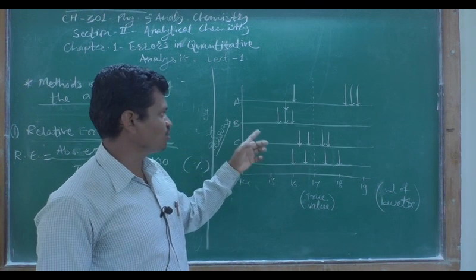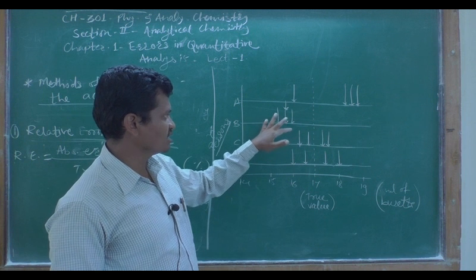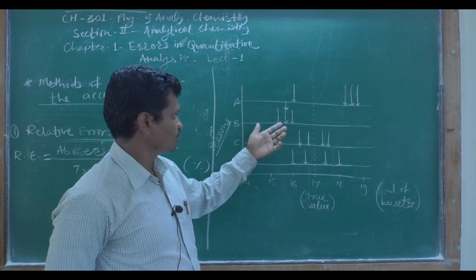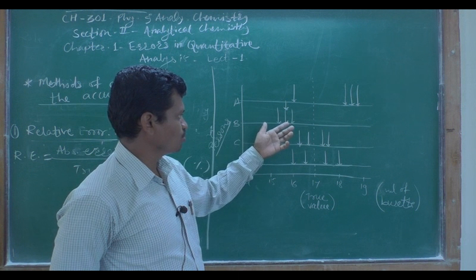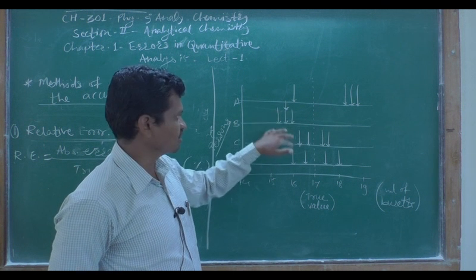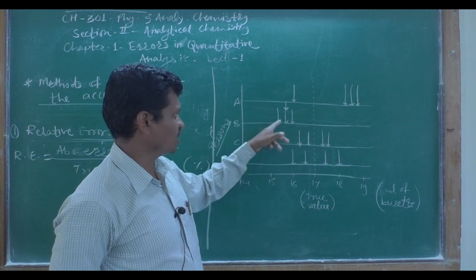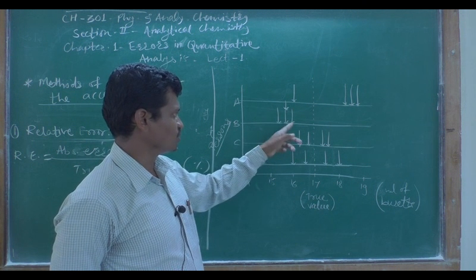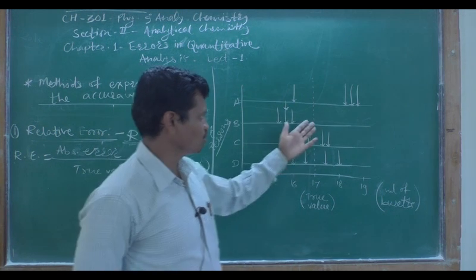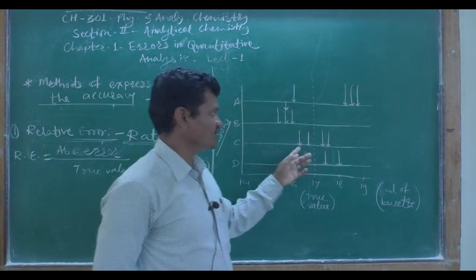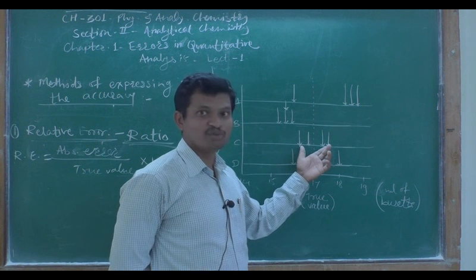Then person B, what about person B? It is again having good precision. The results are reproducing on a nearer value, so good precision is there but poor accuracy. Then person C has good accuracy as well as good precision.